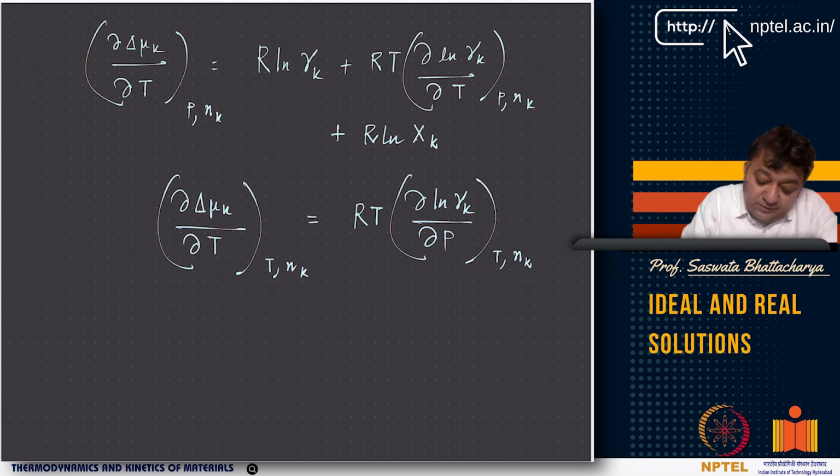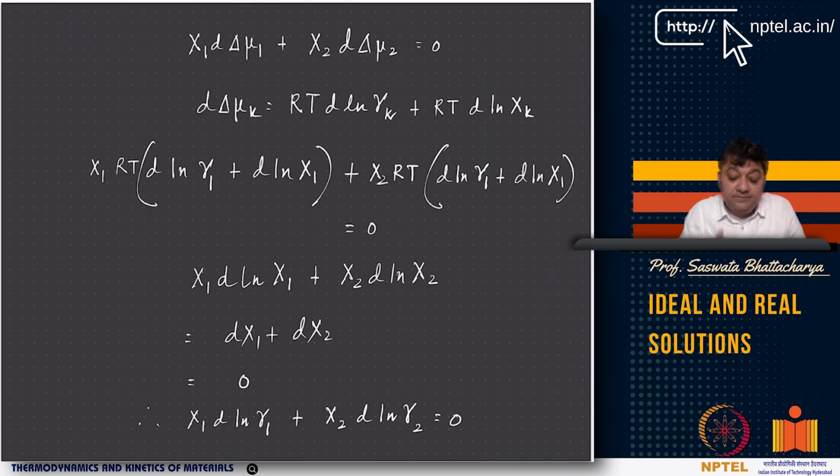Okay, so now you write down this. There is this R ln gamma k. You can have this del ln gamma k del T, right? Because now see, gamma k can be a function of temperature, gamma k can be a function of pressure, right? So if you look at these partial derivatives, by the way, if I do this, then this is not correct. This has to be P. Del delta mu k del P, which is RT del ln gamma k del P at fixed temperature and nk.